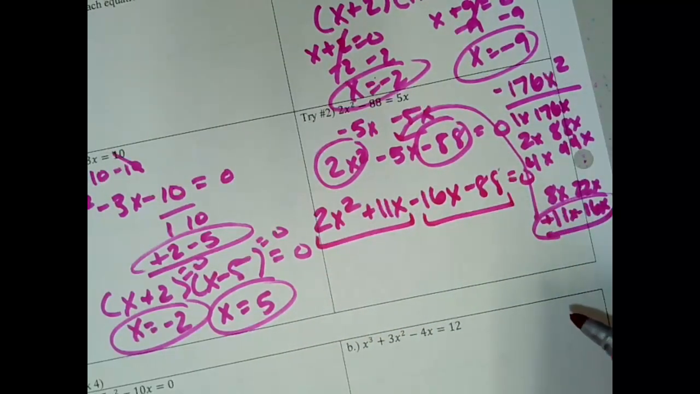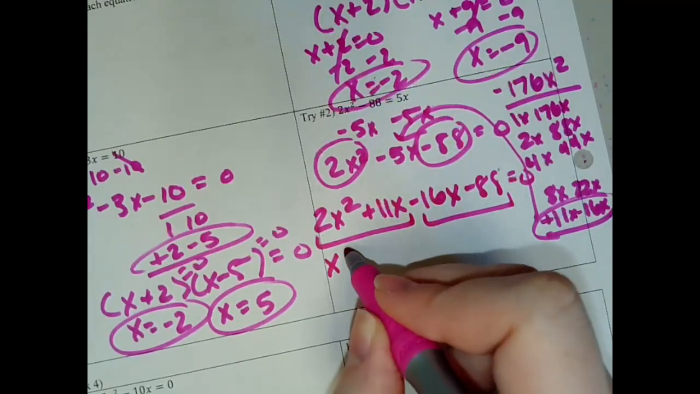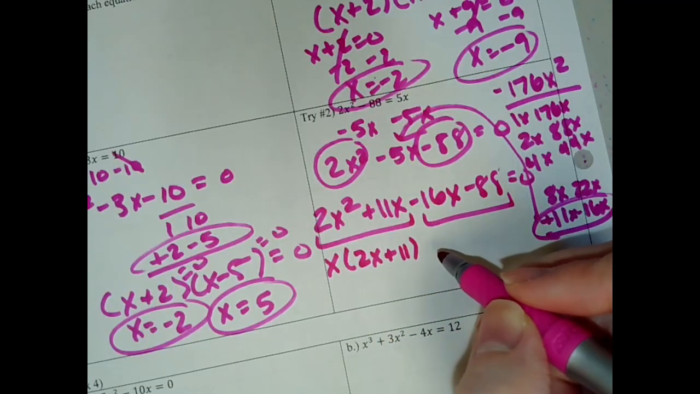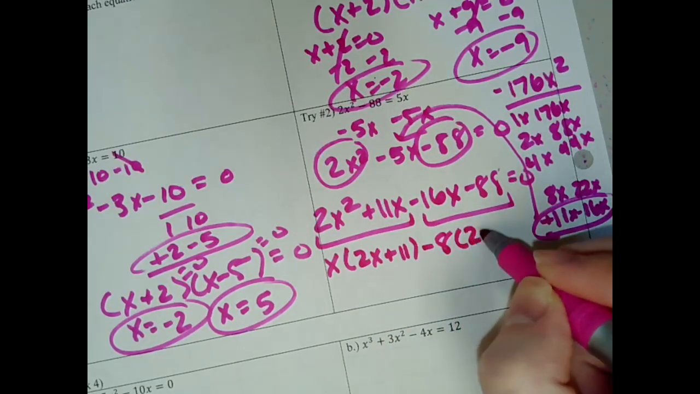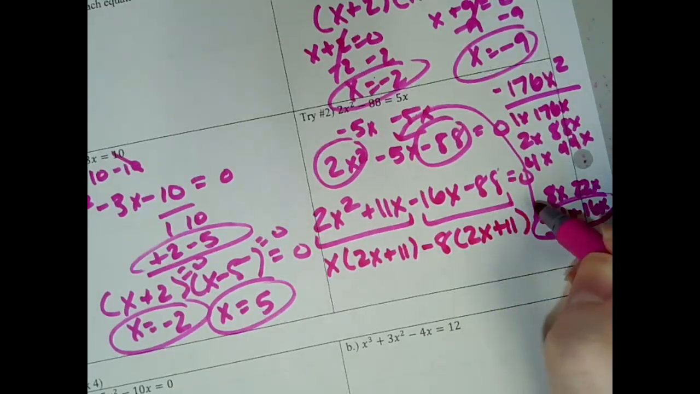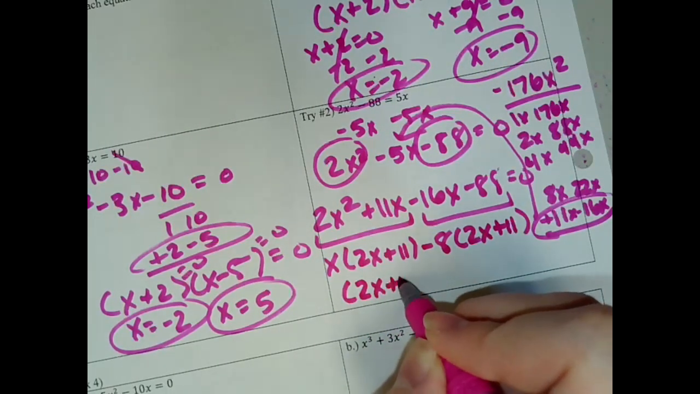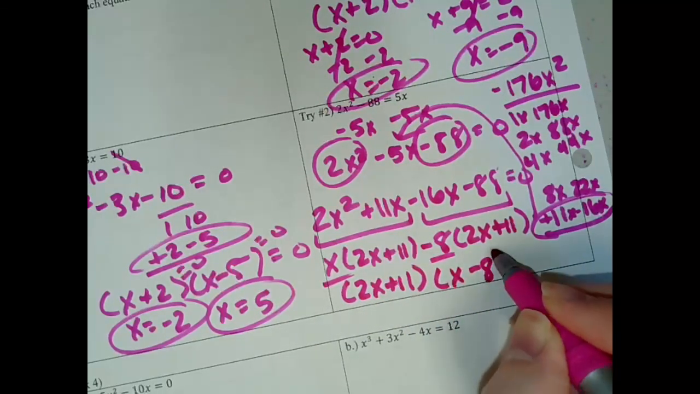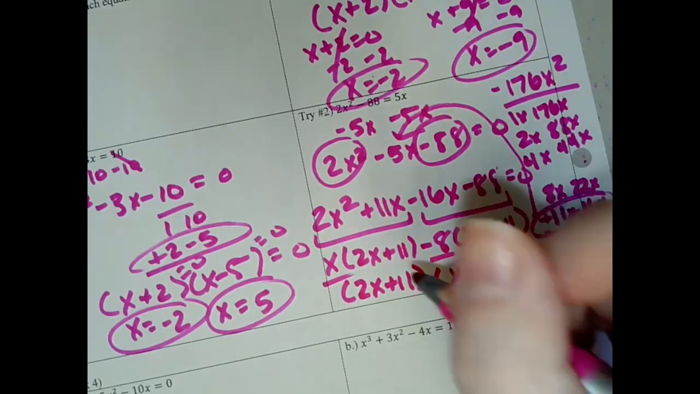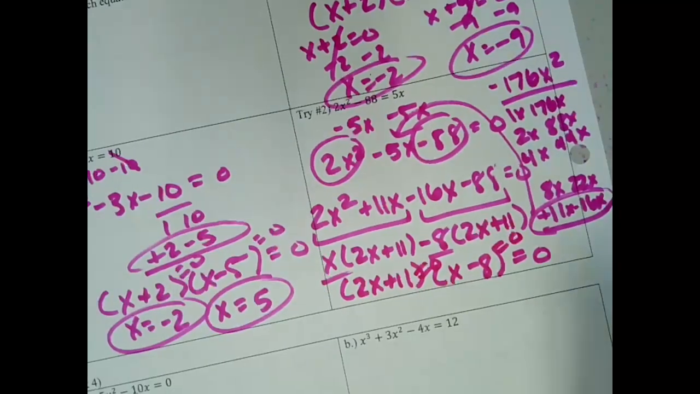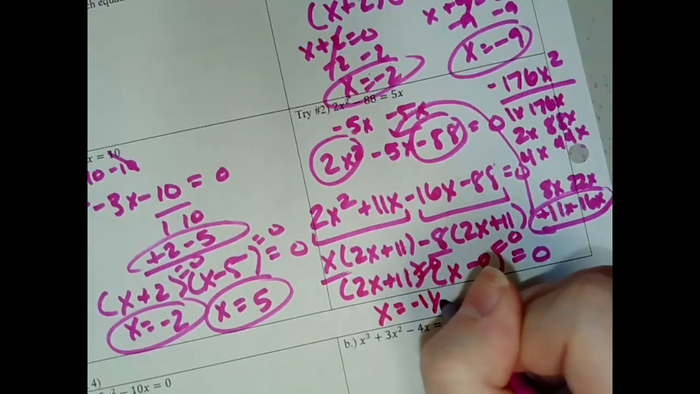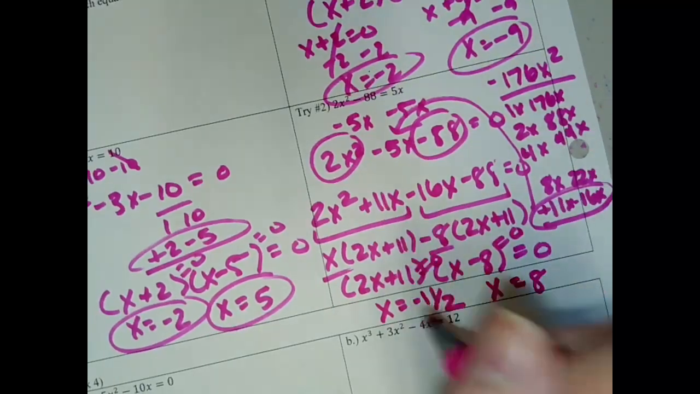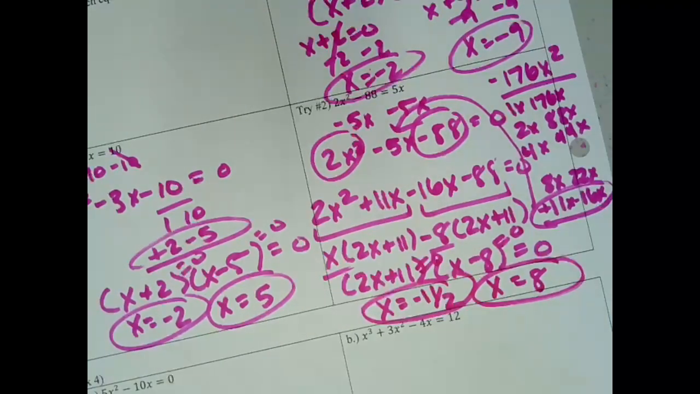And then you factor by grouping. The GCF between these two is x, leaving me with 2x plus 11. The GCF between these two appears to be a negative 8, leaving me with 2x plus 11. So I set my factored form up then, what they have in common times the GCFs, and it's set equal to 0. Then you set each part equal to 0, and you'll do your solving. That gives me x equals negative 11 over 2, because I subtract 11 divided by 2. And over here, that gives me a positive 8. So two different solutions for that one.